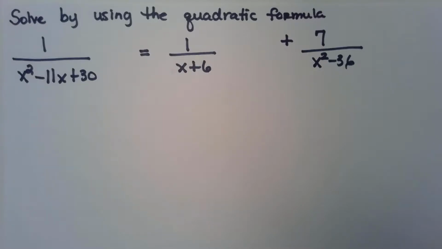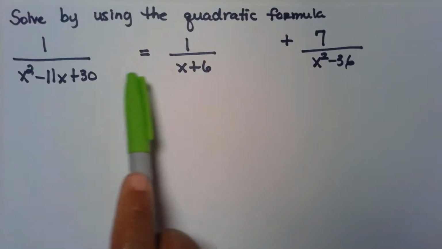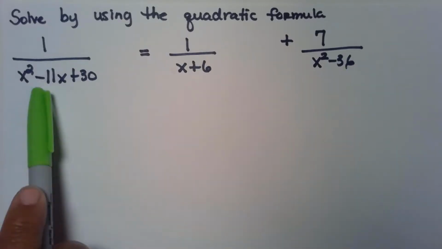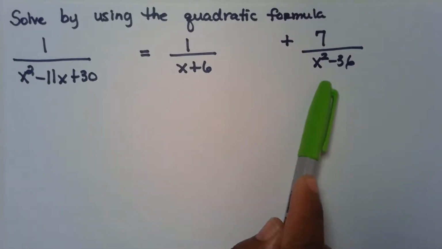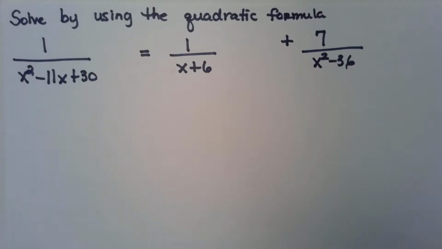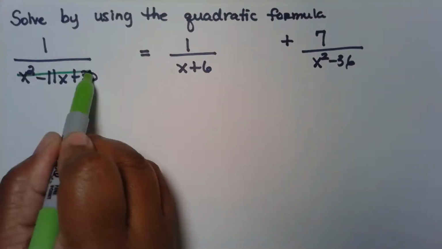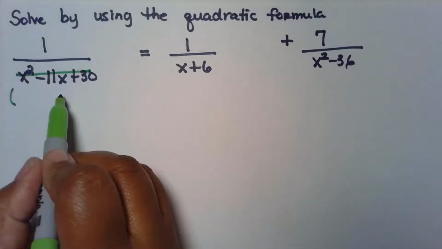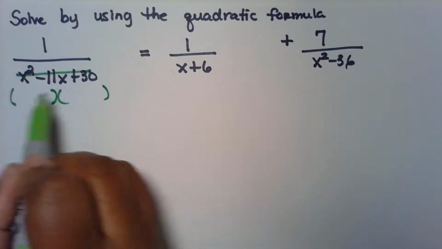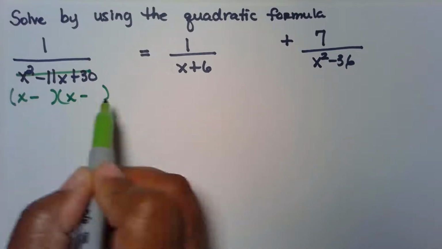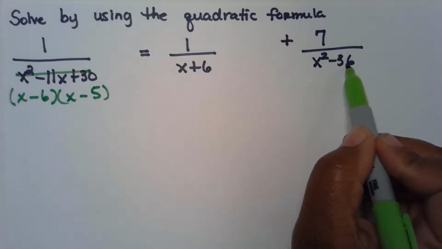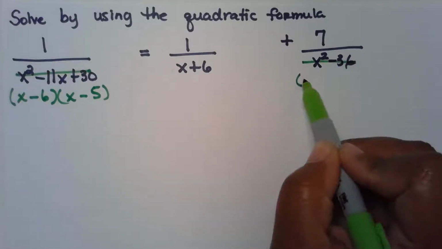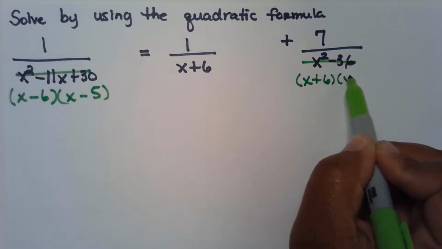So what we want to do first is factor the denominators. We want to get rid of what's in the denominator. So the x squared minus 11x plus 30 and the x squared minus 36 must be factored. So we're going to factor the x squared minus 11x plus 30: x and x, minus minus, 6 and 5. And then the x squared minus 36, the difference of two squares: x plus 6, x minus 6.